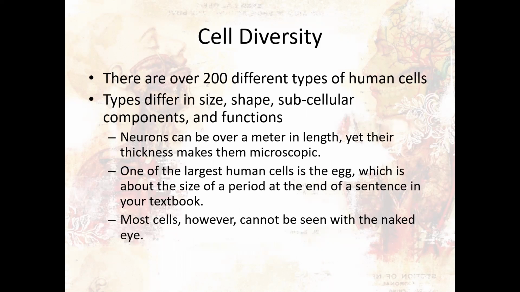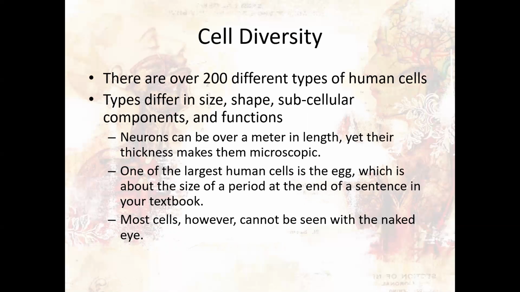Better than 200 different types of cells in people, differing in their size, their shape, their pieces inside, and what they do. Function is complemented by structure. Neurons may be very long, they're still microscopic. Typically, we consider the largest human cell to be the egg cell or the oocyte, which is about the size of a dot. Most cells you can't see with the naked eye.